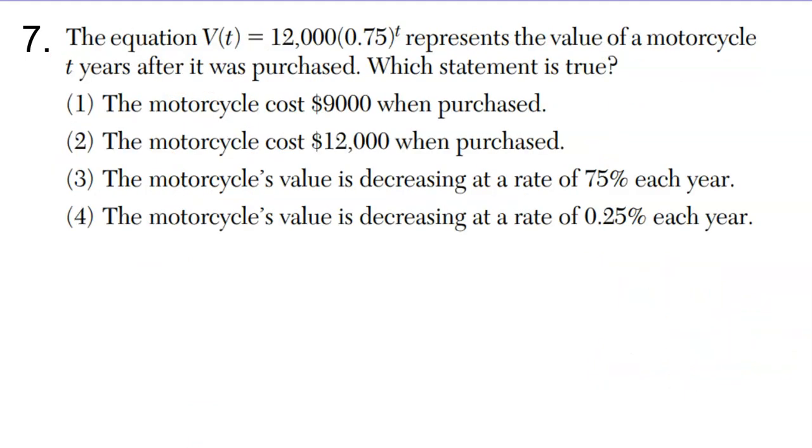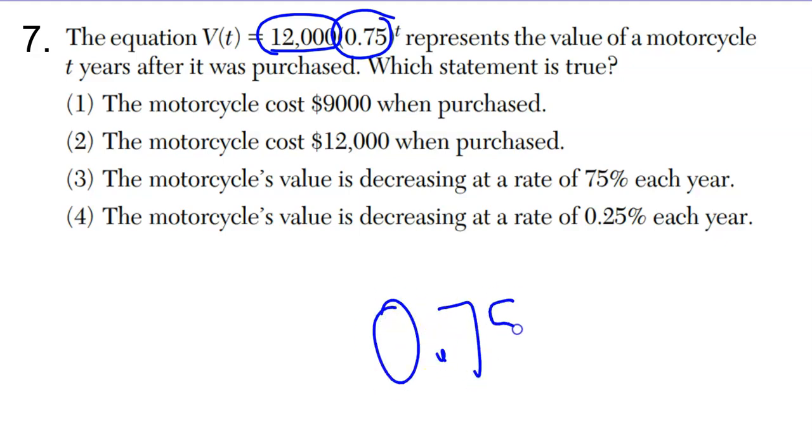The equation v of t equals 12,000 times 0.75 to the t power represents the value of a motorcycle t years after it was purchased. Which statement is true? Let's focus here. Initial value, then decide: is this growth or decay? Well, it's less than 1, so it is decay. It is depreciating. And don't forget, this is the decimal representation, not the percentage representation. If you want to put a percent sign next to this number, you have to move the decimal twice.